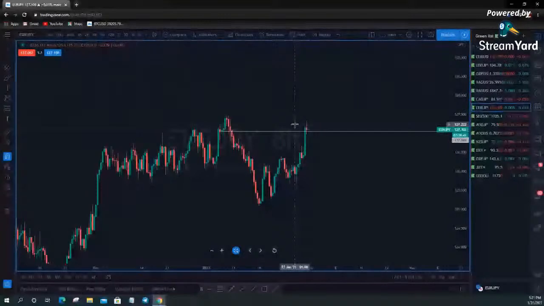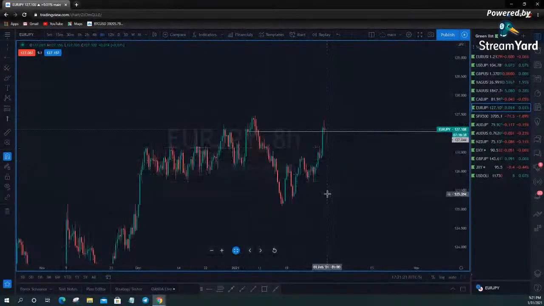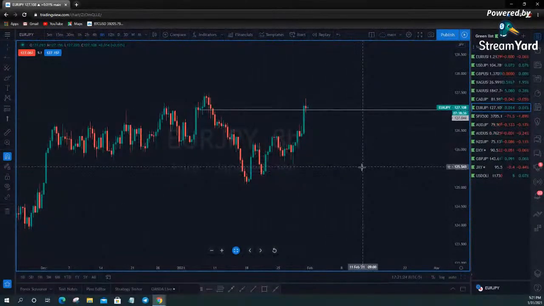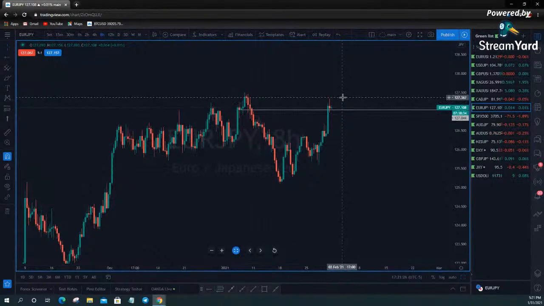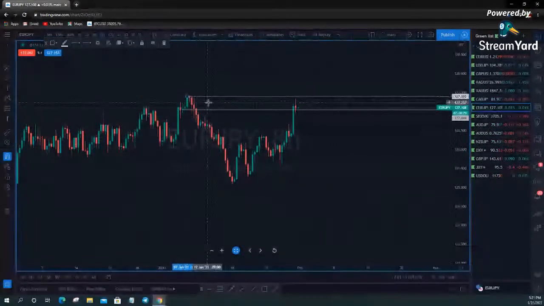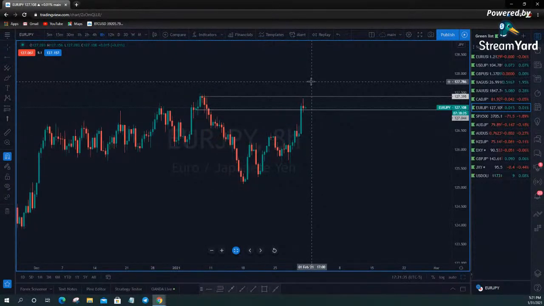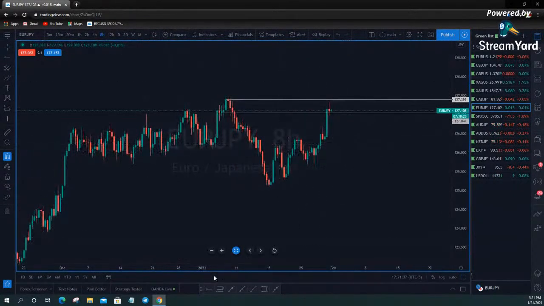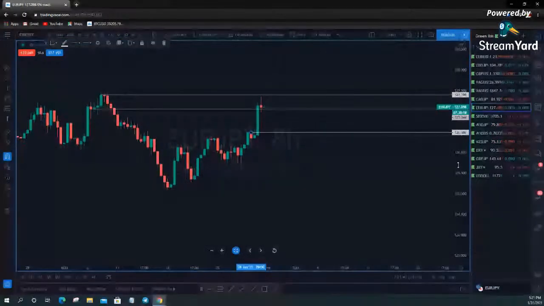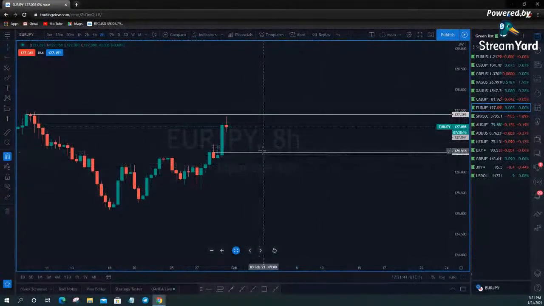All right. I don't like it because it stung me twice already 2 weeks ago. So basically, I'm going to wait to see what this thing does. It is shaping up for a breakout. This is your last market structure swing high that you need an 8-hour candle closure above. That's 127.395.